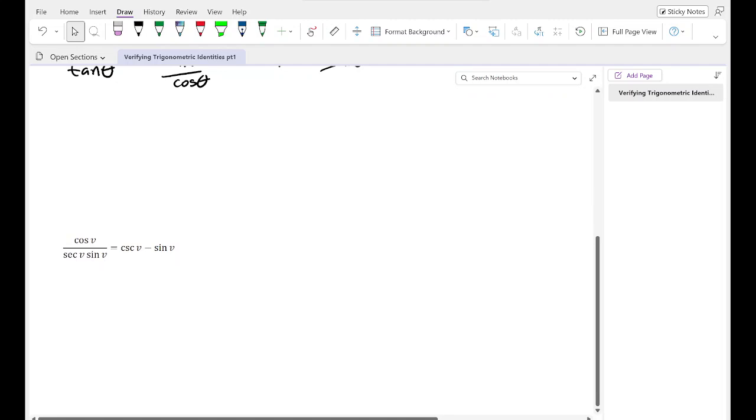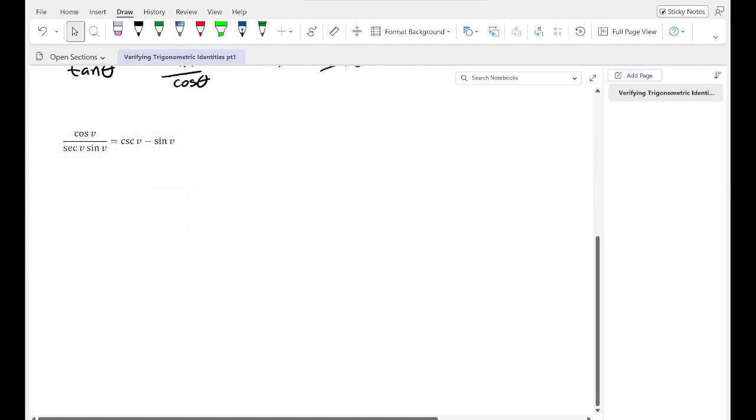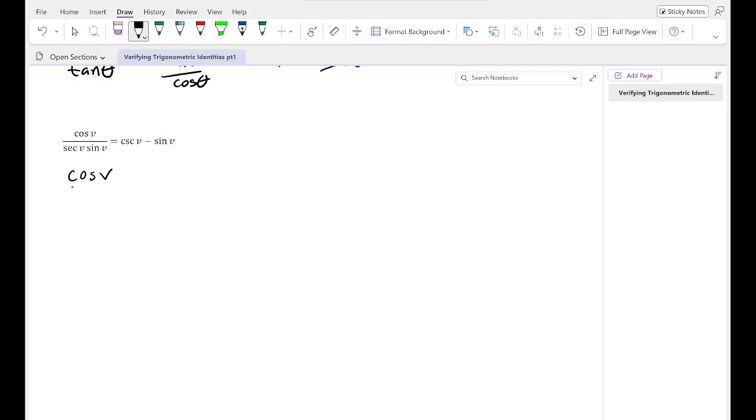Now again, that was a nice easy one. Nice way to start it off, but let's do one that's a little bit more involved. Cosine v over secant v sine v equals cosecant v minus sine v. A lot of stuff going on here. How would I even approach this? Well, there's a couple of different ways, but again, I'm going to start off with the more complicated side, which is, in this case, the left-hand side. So cosine v over secant v times sine v.